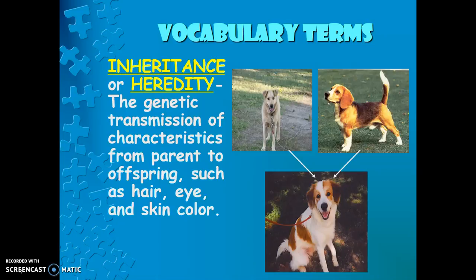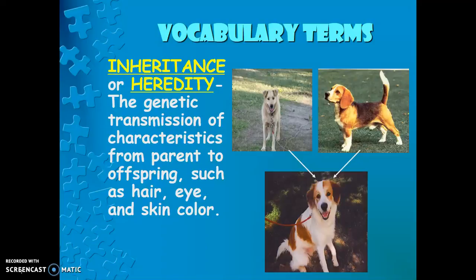Our first one is inheritance or heredity. So this is what are you inheriting from your parents. Okay, so this is just the genetic transmission of genes which make your characteristics. Okay, so getting passed from parents to offspring.